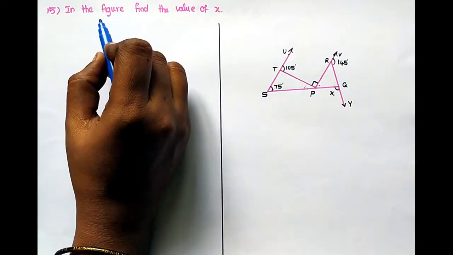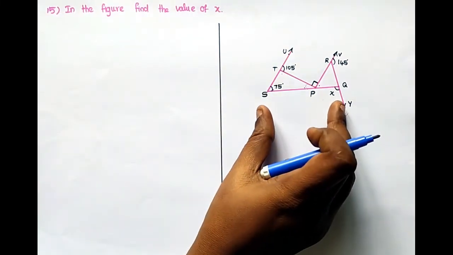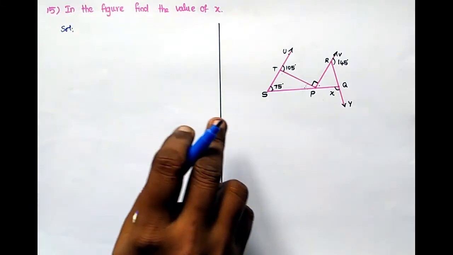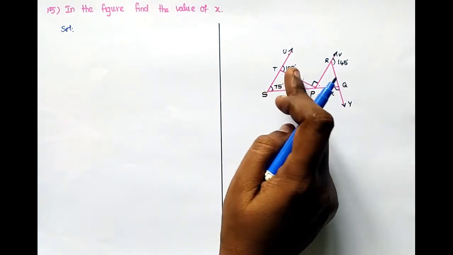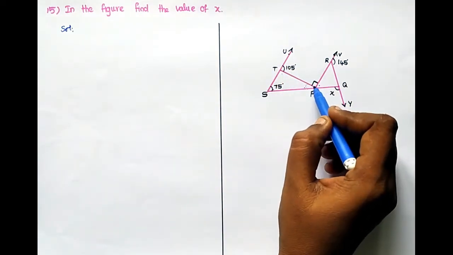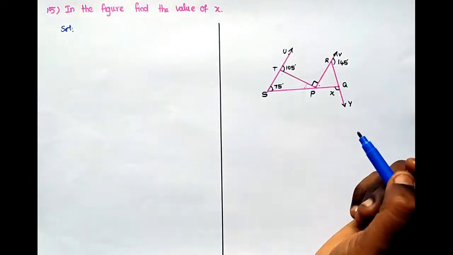15th sum. In the figure, find the value of x. Listen, observe this figure. Angle S equals 75 degrees, here T equal to 105 degrees and P equal to 90 degrees, R equal to 145 degrees, here X.